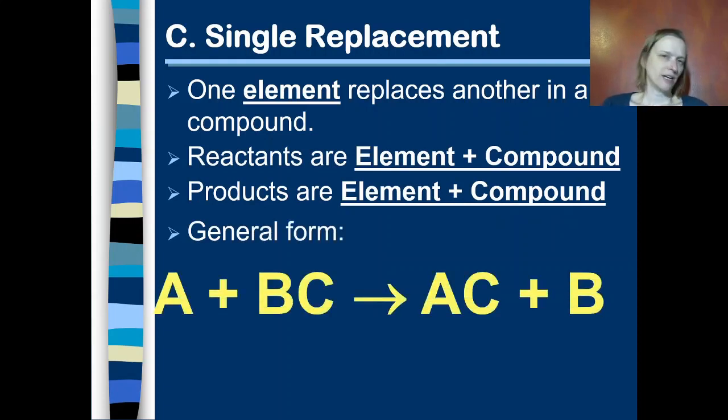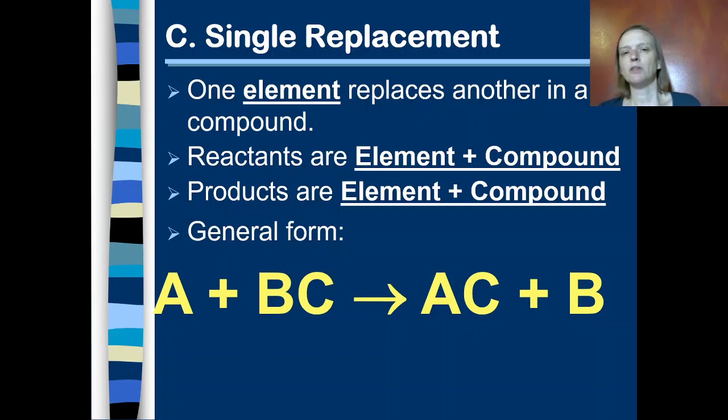The next kind of reaction that we're going to talk about is called a single replacement reaction. This is when you have one element replacing another in a compound. So in a single replacement reaction, your reactants are going to be element plus compound, and your products are going to be element plus compound. But it's not going to be the same element plus compound that you started with. You're going to change things up a bit.